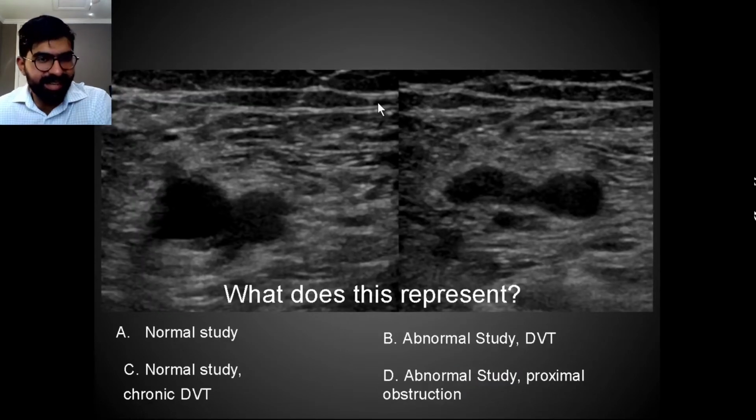What does this study represent? Is this a normal study? Is this an abnormal study with a DVT? Is this a normal study with a patient with a chronic DVT? Is this an abnormal study representing someone with proximal obstruction? Take a second to think about this.